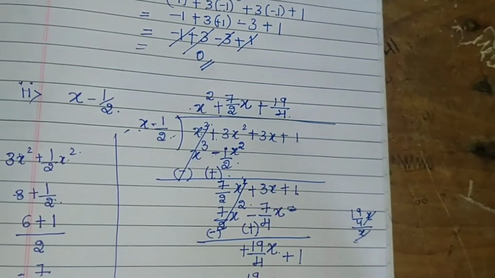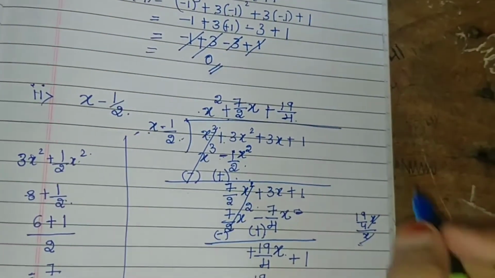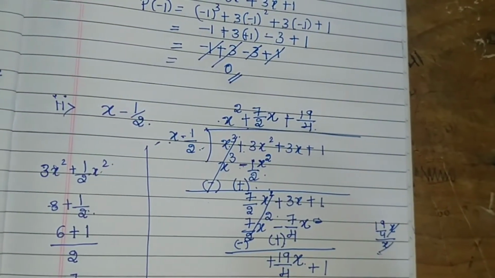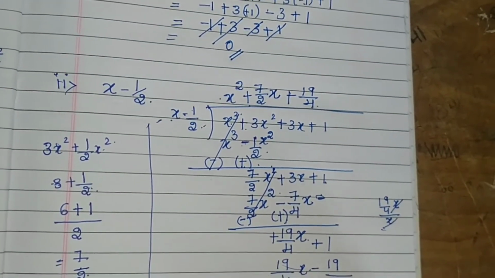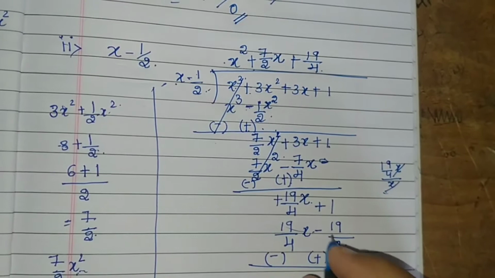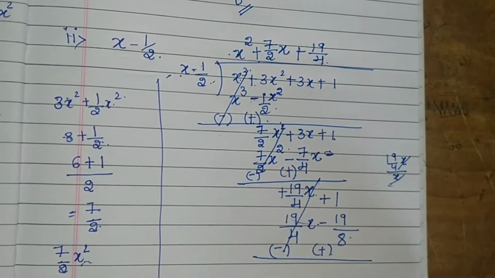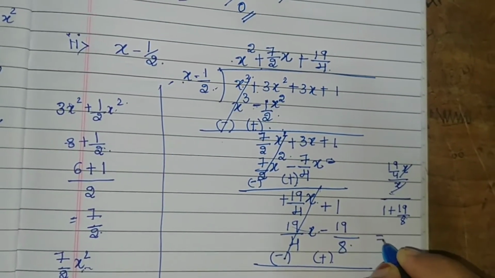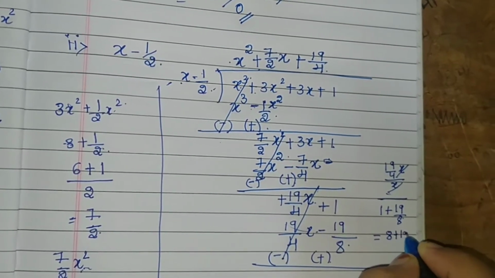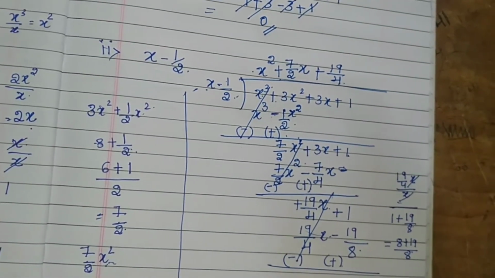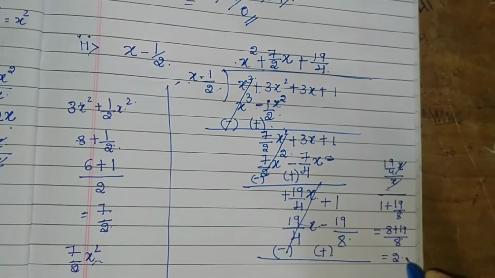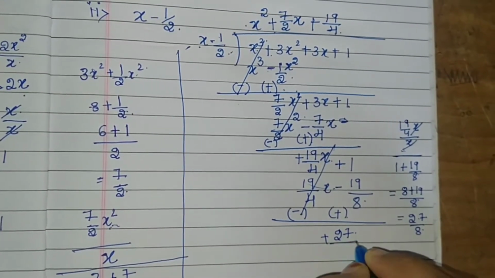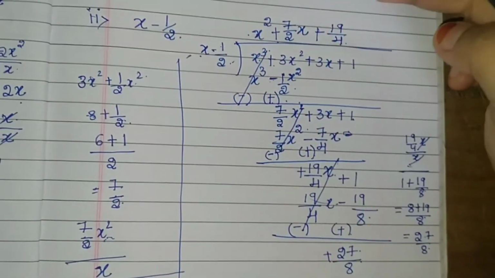So plus into minus is nothing but here minus 19 ones are 19 divided by 4 2s are 8. So change the sign again, minus plus. Okay, so this will get cancelled. What is remaining? 1 plus 19 by 8. Again cross multiply this. 8 plus 19 divided by 8, isn't it? So what you are going to get? 27 by 8. So plus 27 by 8. So this is your remainder.